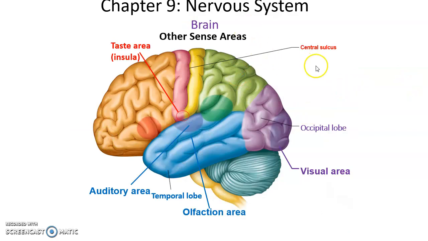All right, there are other locations in the brain for the other senses. So the insula is where you find the taste area. So taste, gustation, is localized to the insula. The auditory area is localized to the temporal lobe. And olfaction, smell, is also localized to the temporal lobe, so both hearing and smell. The visual area is localized to the occipital lobe. A little strange, your eyes are in the front, but they send their signal to the back of the brain.